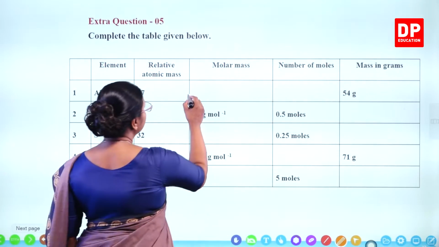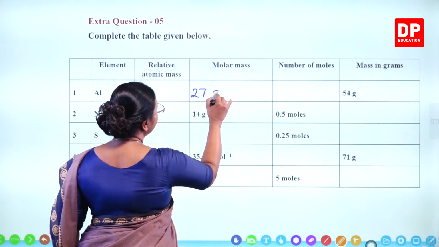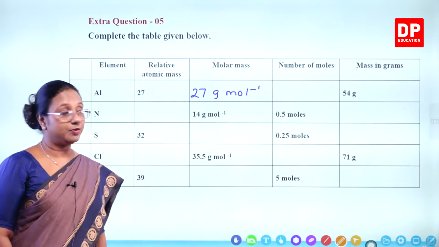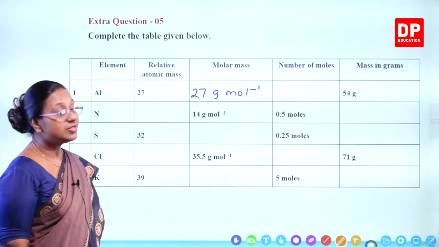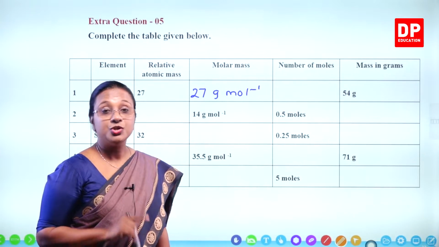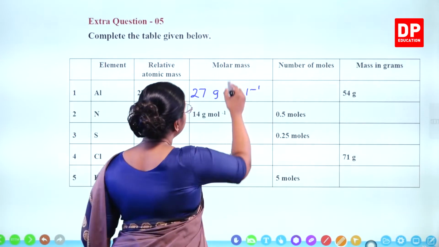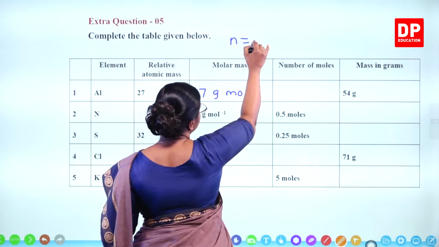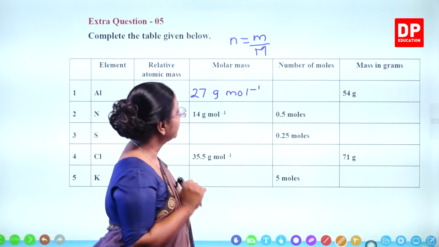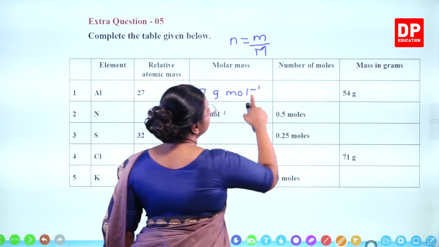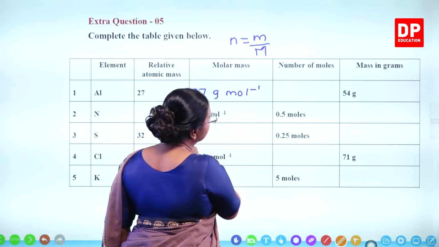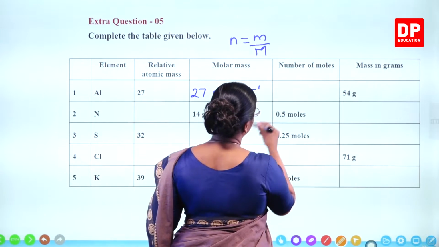The same value, 27. Only thing, you have to write the unit, gram per mole. The number of moles is not there, but the mass in grams is given to you. So what is the equation we use? You know, n is equal to mass over molar mass. That is what you have to use here. So I'm not going to write the equation because it's written here. I will only do the calculation.